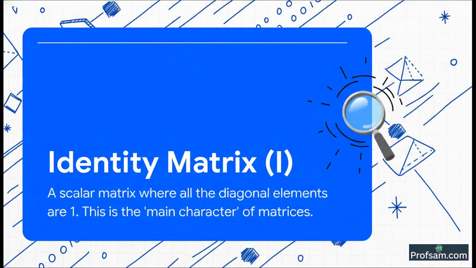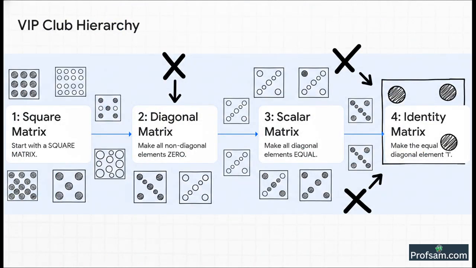And now for the main character of this entire story, the identity matrix. An identity matrix is the most special type of scalar matrix. Here, that constant value k on the diagonal is always the number 1. So all diagonal elements are 1, and everything else is 0. It's super important.